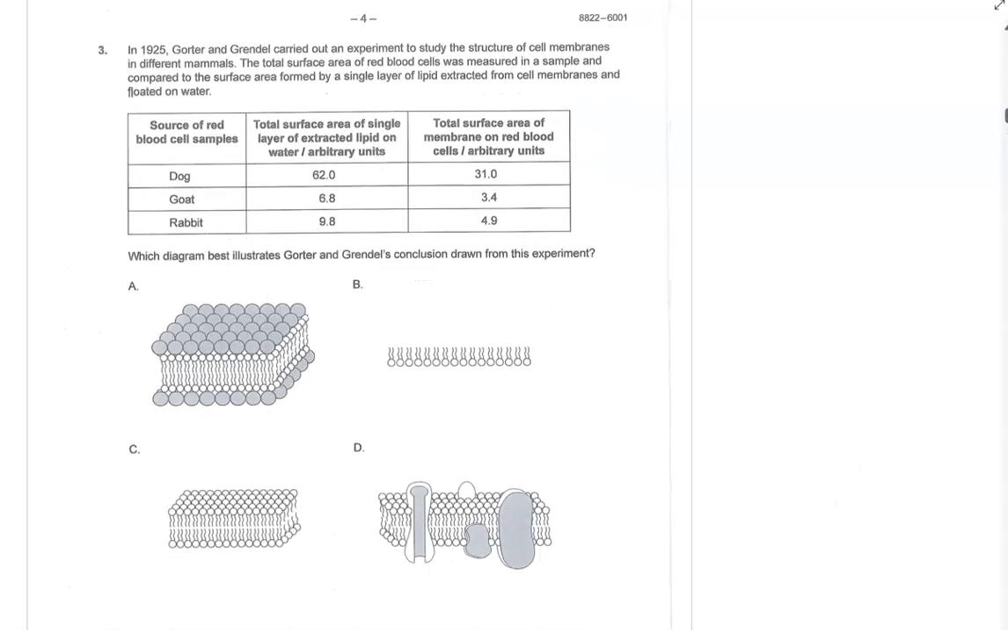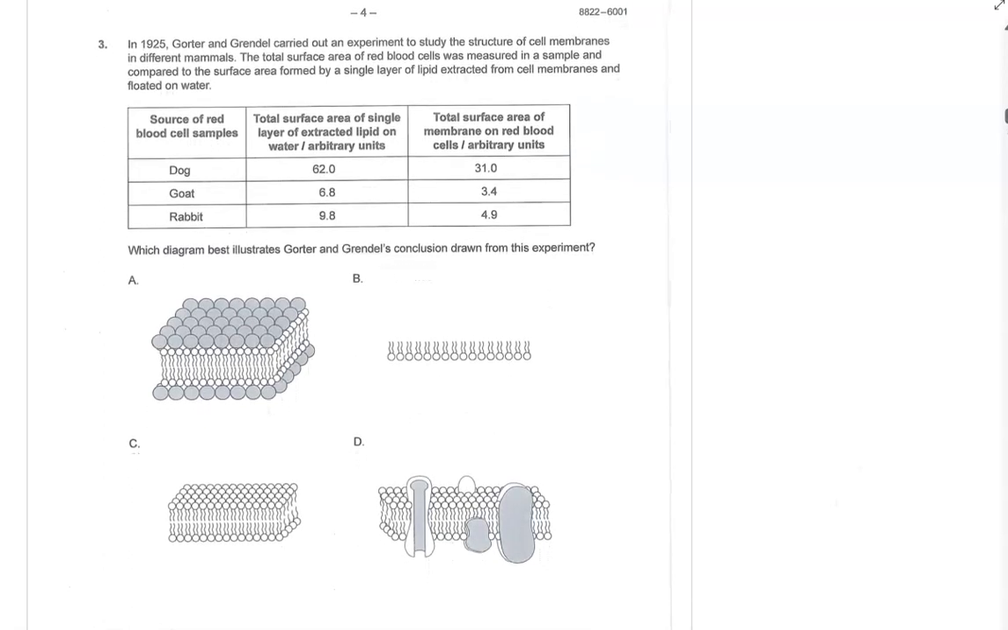Then question 3, we've got Gorter and Grendel, looking at the surface area of blood cells. Which diagram best illustrates Gorter and Grendel's conclusion drawn from this experiment? Well, it's got to be a bilayer, so it's either A, C, or D, but there's nothing about proteins there, so it's got to be C.